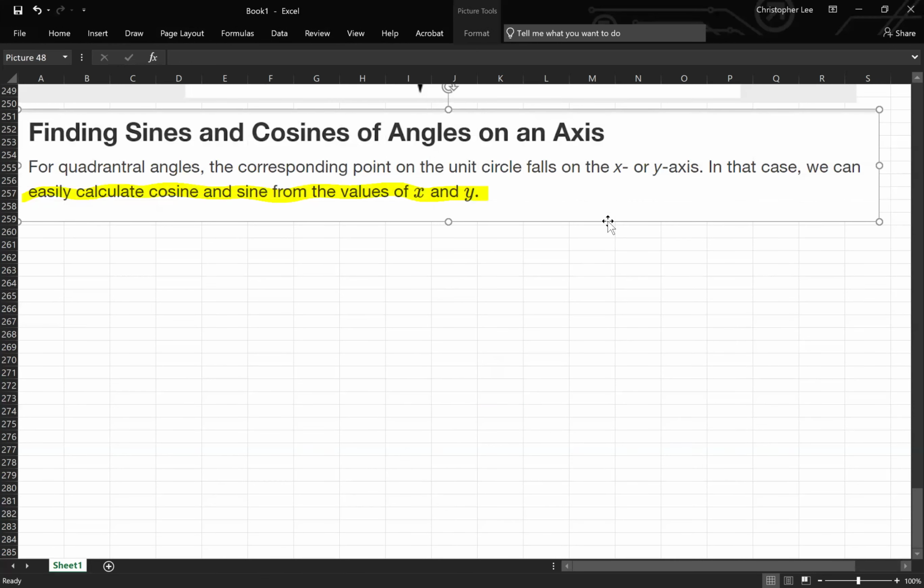So, finding sines and cosines of angles on an axis. For the four quadrantal angles, the corresponding point on the unit circle falls on the x or y axis. In this case, we can easily calculate cosine and sine from the values of x and y.